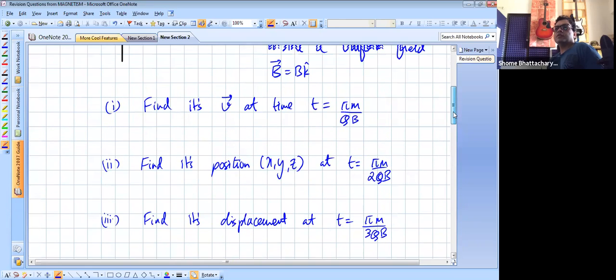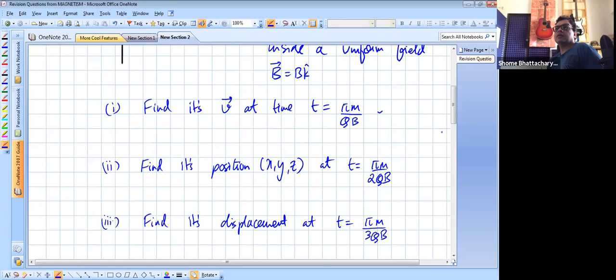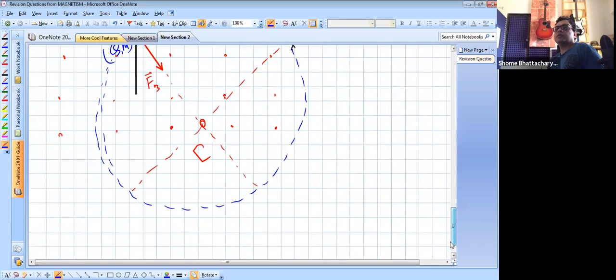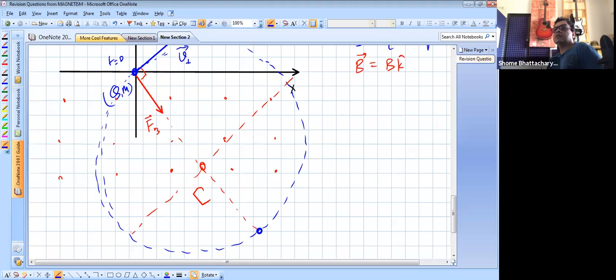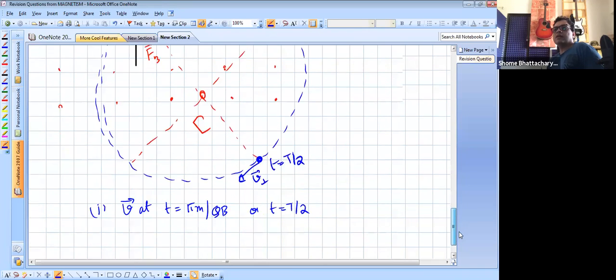So let's come to the first part of the question. We want to find the velocity at this time. So the first part of the question is we want to find the velocity at t equal to pi m by qB, or that is equal to half the time period. So at half the time period, as far as the circular motion is concerned, the particle is here. It's at the opposite point. This is where it is at T by 2. So its velocity vector will be looking like this as far as the perpendicular component is concerned. The parallel component will remain undisturbed.